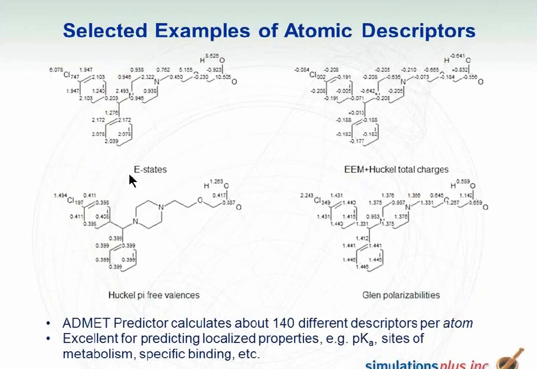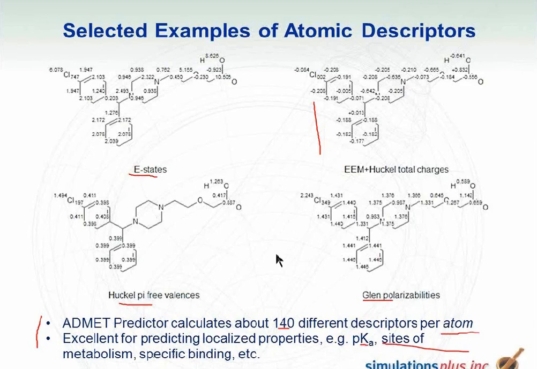Here we have E-states, electrotopological states, EEM plus Huckel total charges. And these were calculated from our Huckel molecular orbital model. We also have Huckel pi free valences and Glen polarizabilities, just as examples of atomic descriptors. So overall, ADMET Predictor calculates about 140 different descriptors per atom in a molecule, and these are excellent for predicting localized properties such as pKa and sites of metabolism.